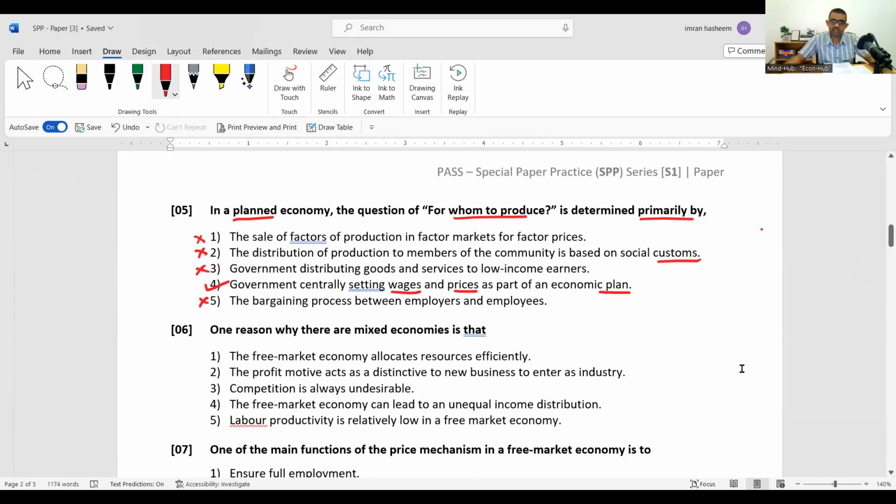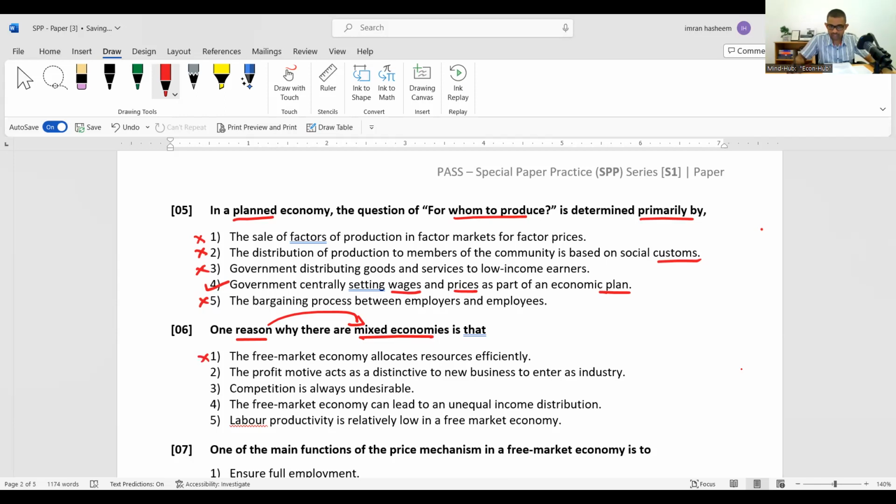One reason why there are mixed economies, a reason for the creation of mixed economies. Why do we have mixed economies? So first one, the free market economy allocates resources efficiently. If a free market economy does indeed allocate resources efficiently, we don't need a mixed economic system. We don't need a mixed economy.